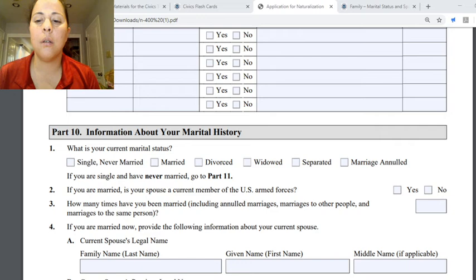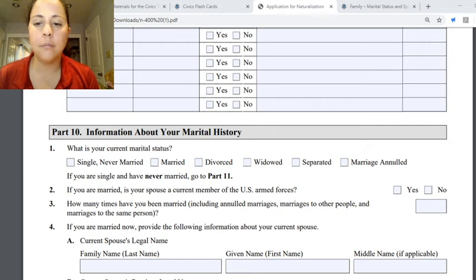If you are single and have never been married, go to part 11. If you have been married or you are married right now, you fill out part 10 of the N400 application. Number 2, if you are married, is your spouse a current member of the U.S. Armed Forces? Yes or no? Pick 1.